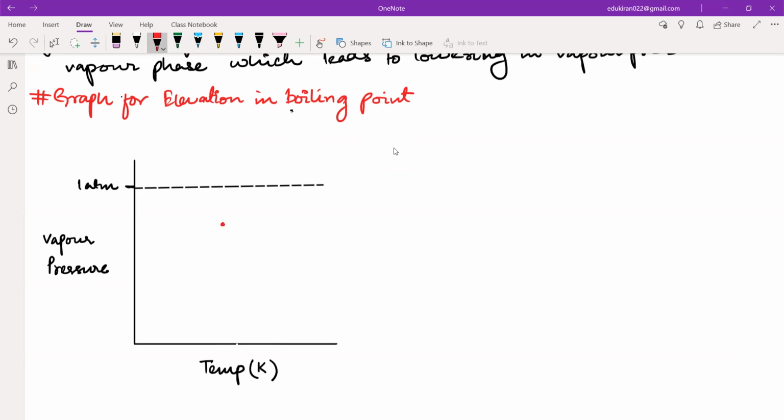Let us suppose the vapor pressure is here. If I increase the temperature, then what will happen? If I am increasing the temperature, the vapor pressure will increase or decrease? It will increase. It slowly increases.